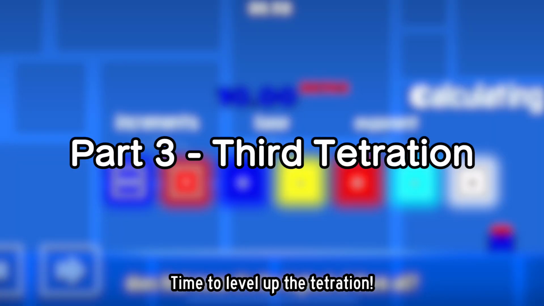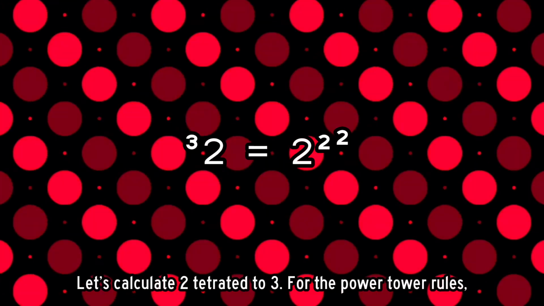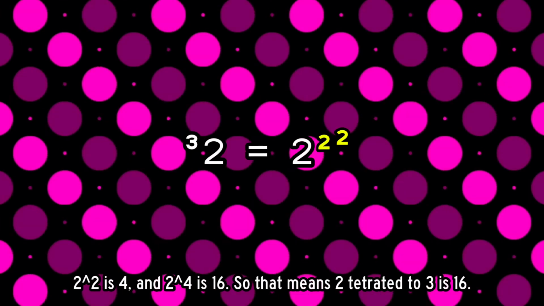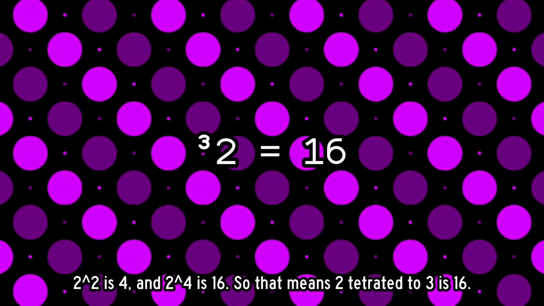Time to level up the tetration. We are tetrating to 3. Let's calculate 2 tetrated to 3. For the power tower rules, you always start from the top. 2 to the power of 2 is 4, and 2 to the power of 4 is 16. So that means 2 tetrated to 3 is 16.